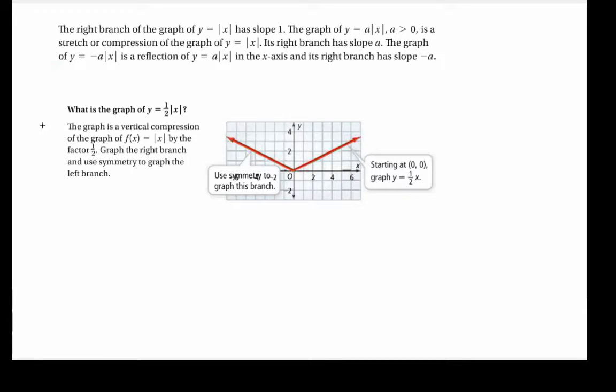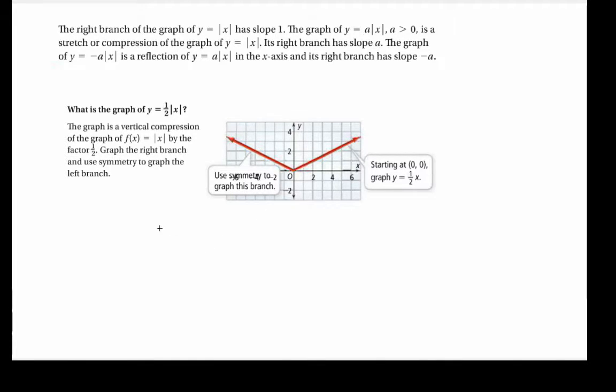All right, now here is an example. You can see what happens when we take a value and multiply by the absolute value of x. What is the graph of y equals 1/2 times the absolute value of x? Well, this graph is a vertical compression of the graph of f of x equals absolute value of x by a factor of 1/2. So we want to graph the right branch and use symmetry to graph the left branch.